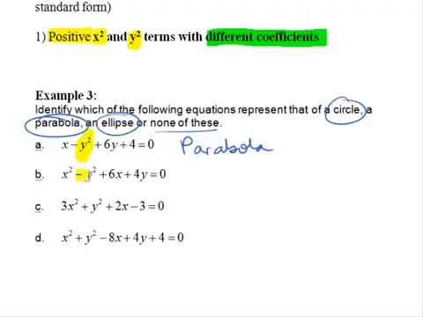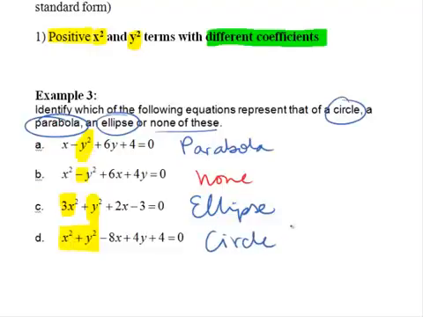In our second one, we notice that there's a minus between them, so it's not positive, therefore it's not an ellipse, it's not a circle, it's none of these. This is the fourth shape we'll learn about tomorrow. In our third example, they have different coefficients. This one has a 3 and this one has a 1, so this one is an ellipse. And then in this one, they're both positive. They both have coefficients of 1, so this is our circle. And you're done.